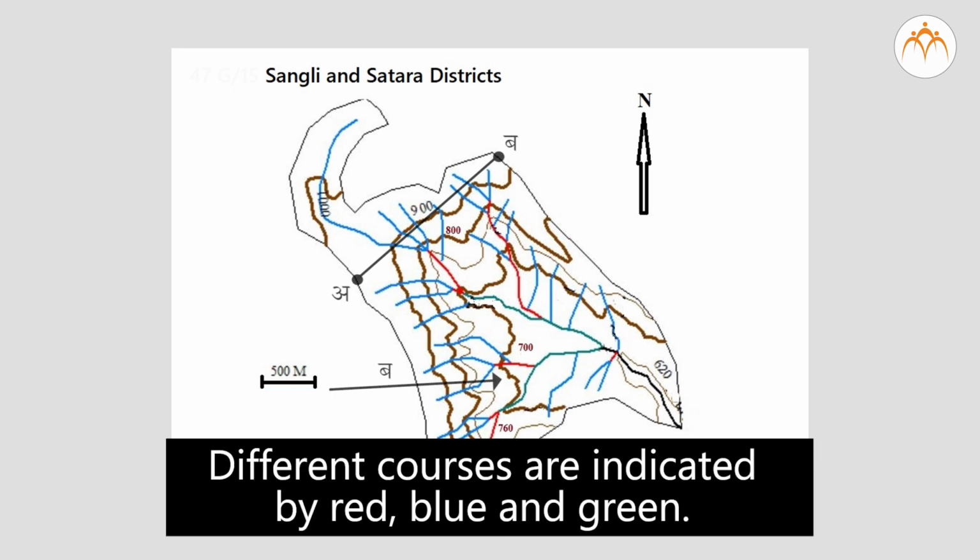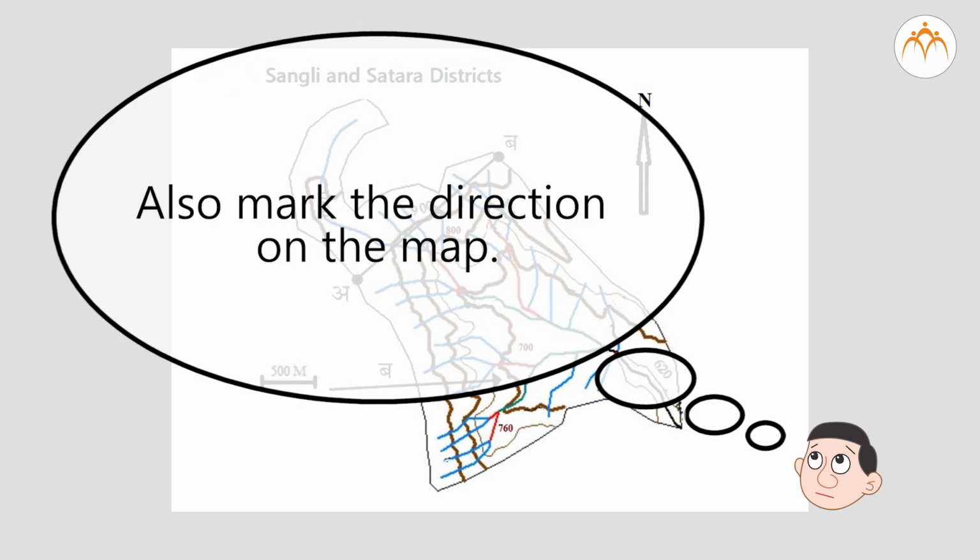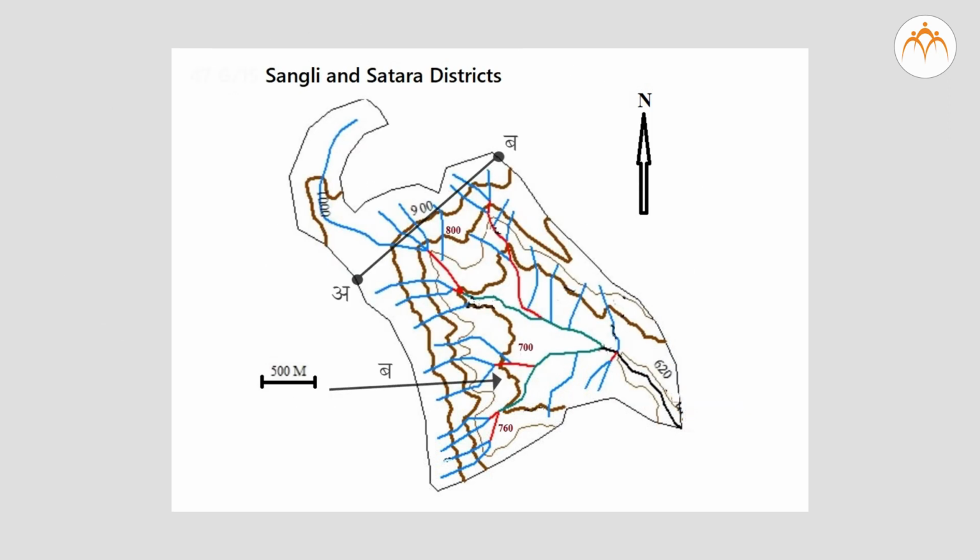Different courses are indicated by red, blue and green. Calculating the distance between A and B in the given map. Also marking the direction on the map. The arrow on the right of the map indicates the north direction.